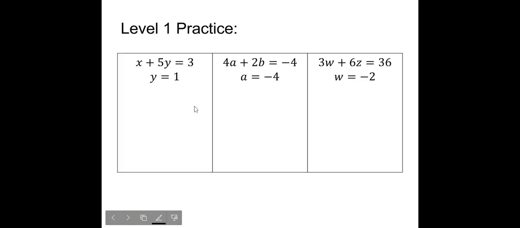So our next example is actually a practice section. I'm going to take about a 5-second break, but I want you to actually pause the video and take as long as you need to start working through these. And I'm just going to point out that here, each of these level 1 problems has a variable as a constant, meaning an actual number itself. So y, the variable, equals 1, a, the variable, equals -4, and w, the variable, equals -2. So you can just plug them right in. So again, go ahead and pause that video and work through all 3 problems.